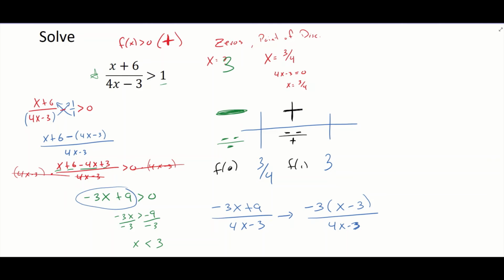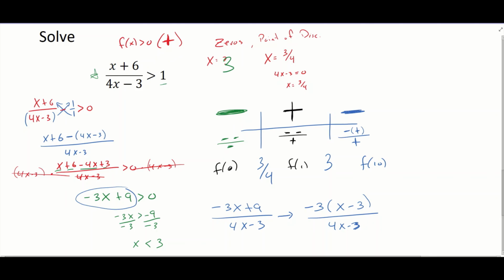And lastly, a number that's greater than 3. Well, let's go with 10. Again, does it have to be 10? No, it does not. If I plug in 10, inside the parentheses I get a positive 7. On the outside, I have that negative 3. And then on the bottom, I have 40 minus 3, which is definitely positive. But in the numerator, I have a positive times a negative, which is a negative. And a negative over a positive is overall negative.